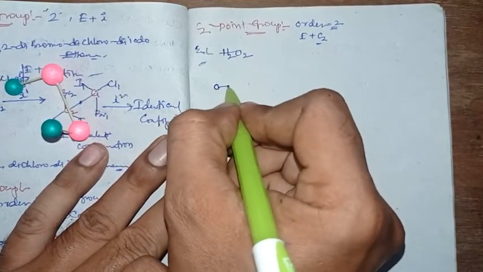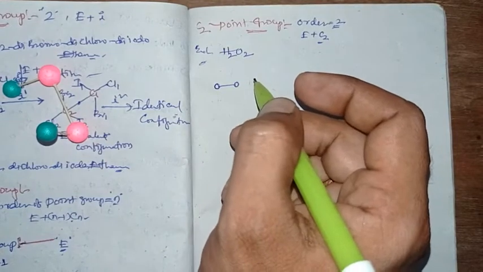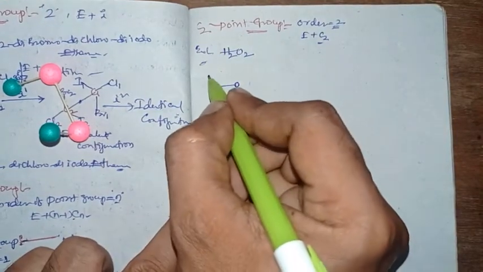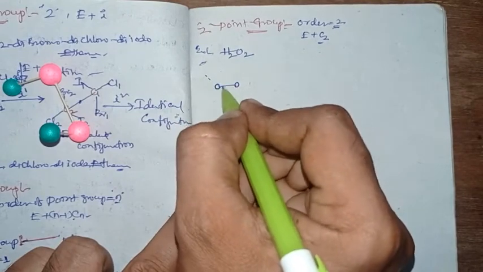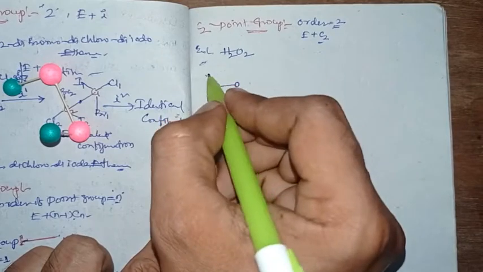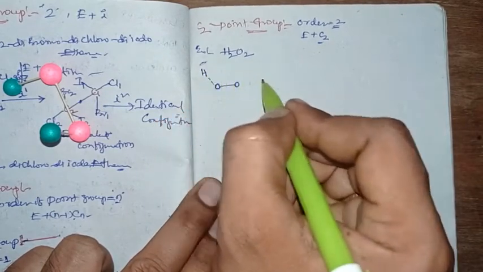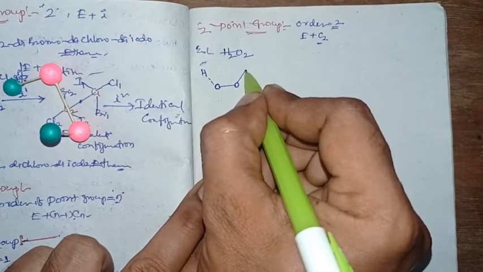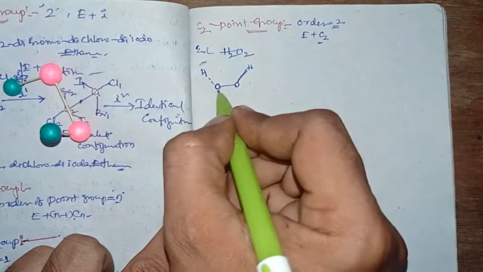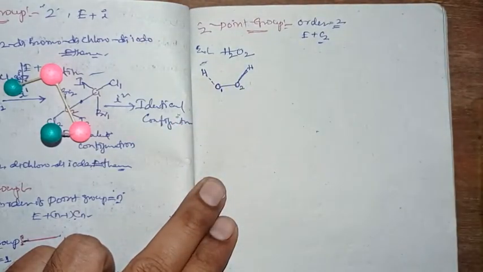So when we are looking to write it, we have to be very cautious about what we write: that one hydrogen, the plane will consist of the two oxygens. If we consider it, one of the hydrogens will be above and the other will be below, right? That is how we can consider it.